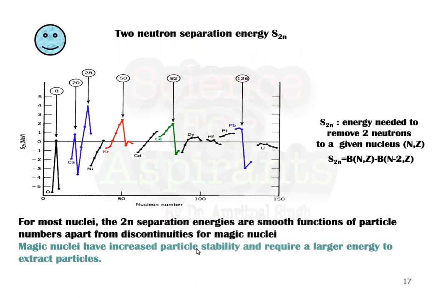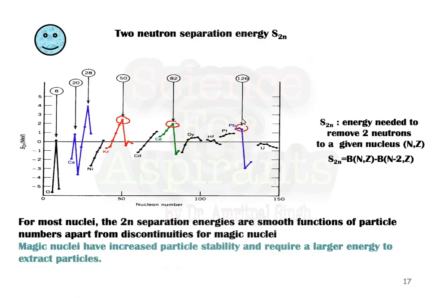Again this is the trend. We can find the separation energy. Actually, the separation energy is the minimum energy needed to separate one neutron or proton from a nucleus, and they found that the separation energy for these magic number nuclei is very, very high as compared to their neighboring nuclei.